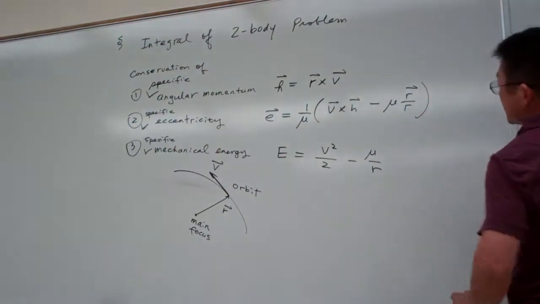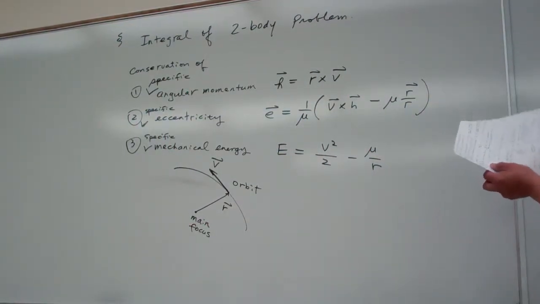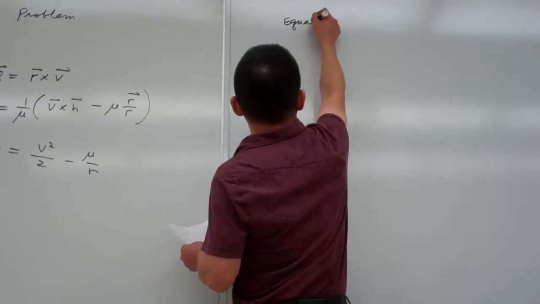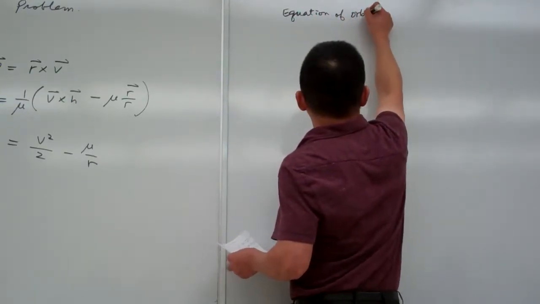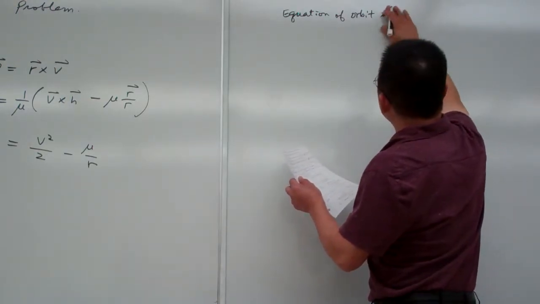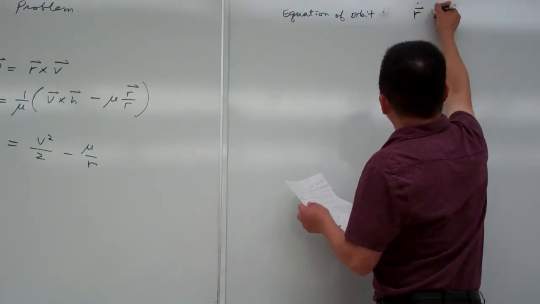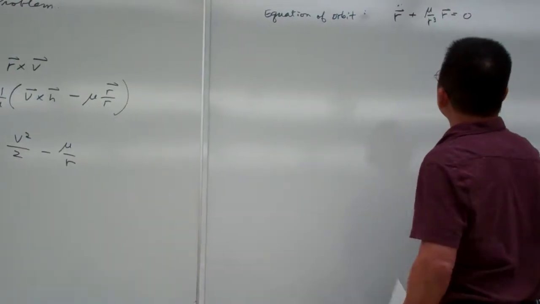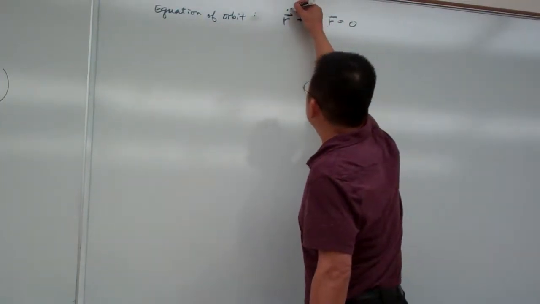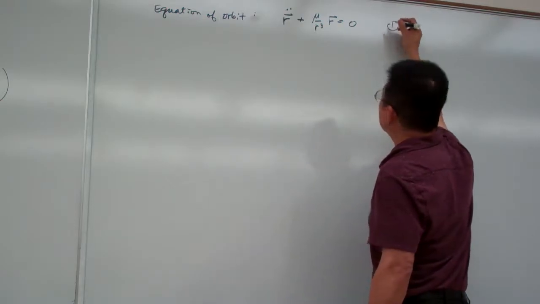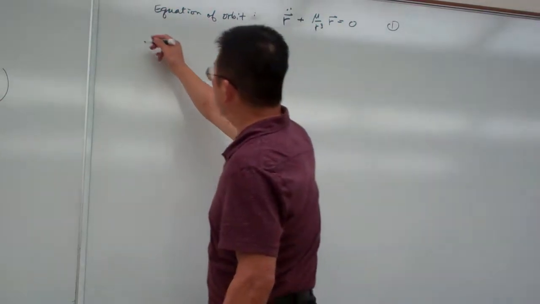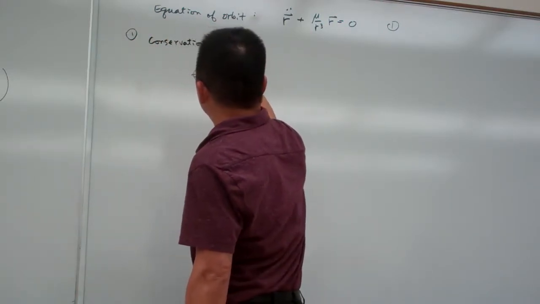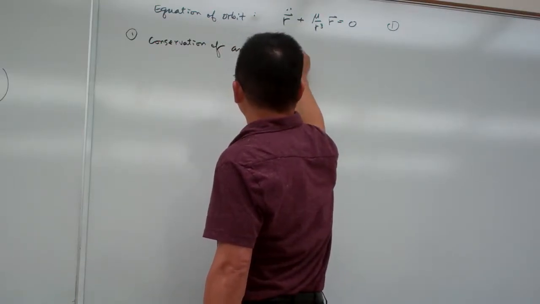And how to obtain the conservation of the angular momentum. Here, from our equation of the orbit, r double dot plus mu over r cubed times r equals 0. So this is our equation of the orbit. We're starting from here, so let me call this equation 1. And the first one we're going to talk about is the conservation of the angular momentum.